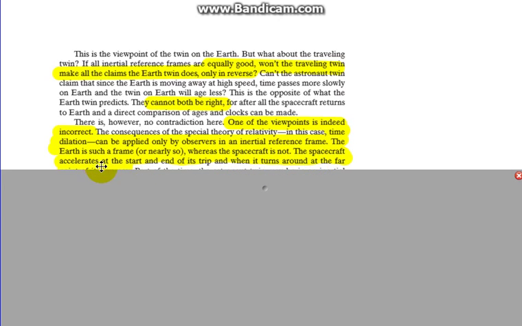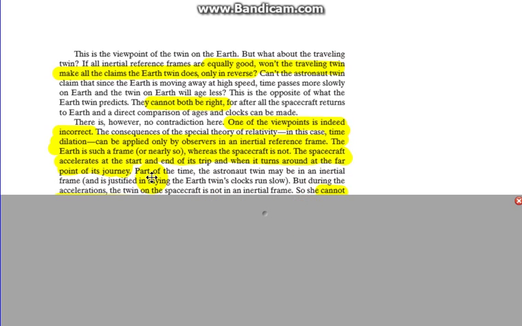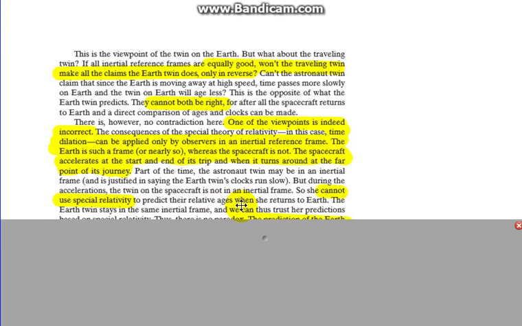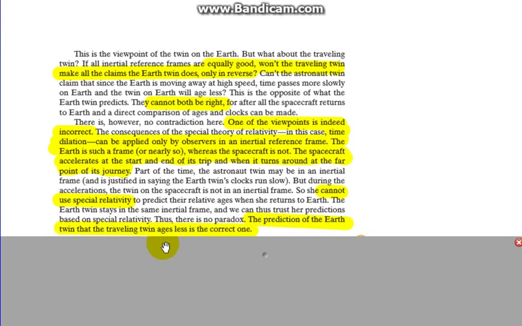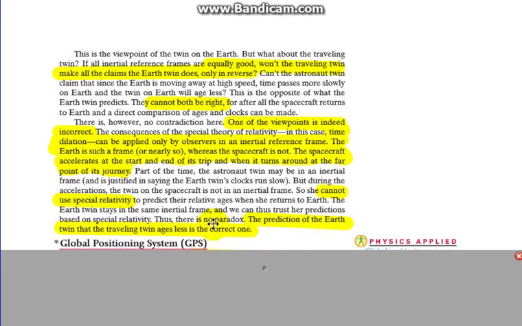The spacecraft accelerates at the start and at the end, and when it turns around at the far point of the journey. Part of the time the astronaut may be in an inertial frame and is justified in saying that the Earth twin's clocks run slow, but during the accelerations, the twin on the spacecraft is not in an inertial frame, so she cannot use special relativity to predict her relative age when she returns to Earth. The Earth twin stays in the same inertial frame, and we can thus trust her predictions based on special relativity. Thus, there is no paradox. The prediction the Earth twin makes is the correct one.